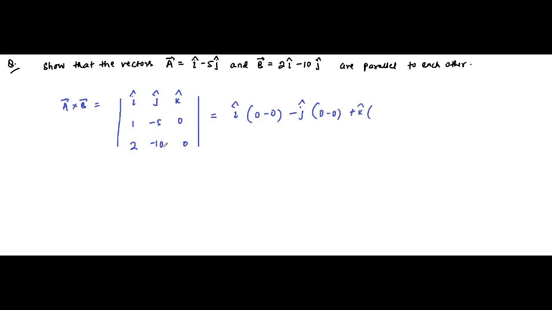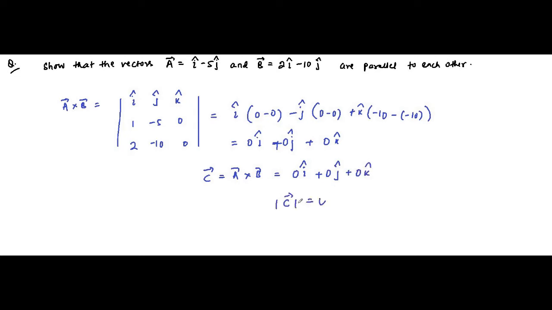which is 1 into minus 10, which is minus 10, minus 2 into minus 5, which is minus 10, minus minus 10. So here it is 0 i cap minus 0 j cap, or plus 0 j cap, it doesn't matter, plus minus 10 plus 10, which is 0 k cap. So the resultant vector a vector cross b vector is 0 i cap plus 0 j cap plus 0 k cap. Magnitude is also 0.